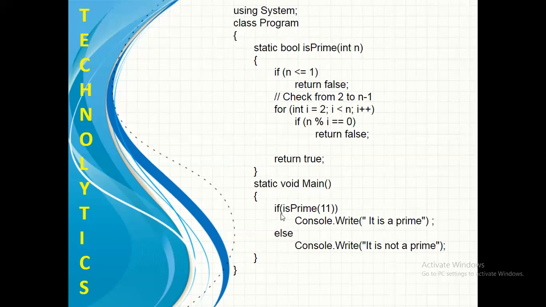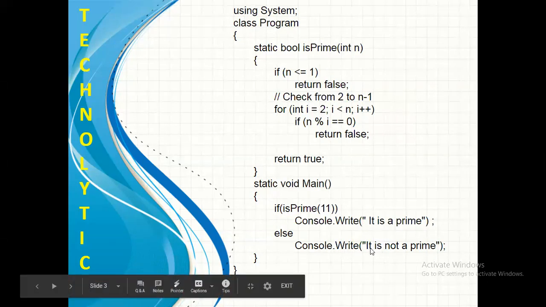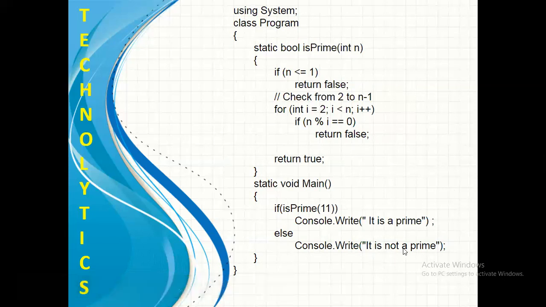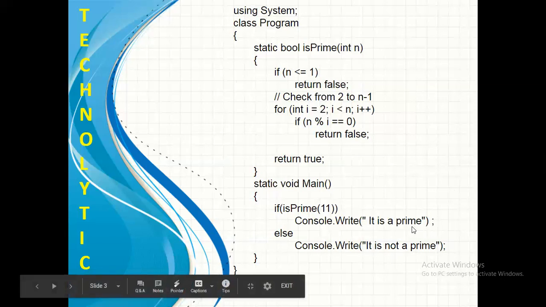Before going into this method, let's begin with the Main method. Inside this Main method, we are checking one condition. Now what is that condition? We are calling the function isPrime and passing the value 11 to it. If this method returns true, it will give us an output as it is a prime, and if the isPrime method returns false, then we shall get an output as it is not a prime. Now let's see how to check whether this number is a prime or not.